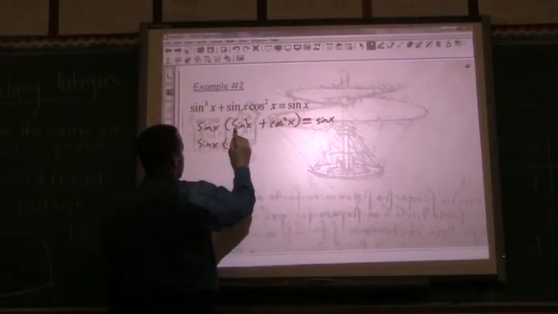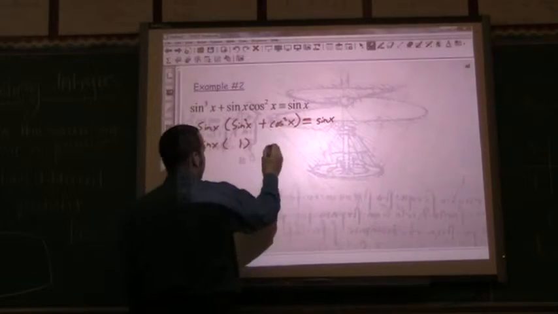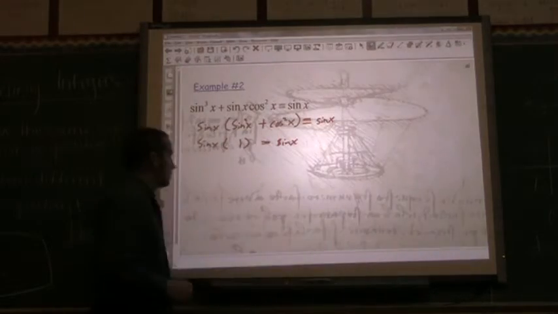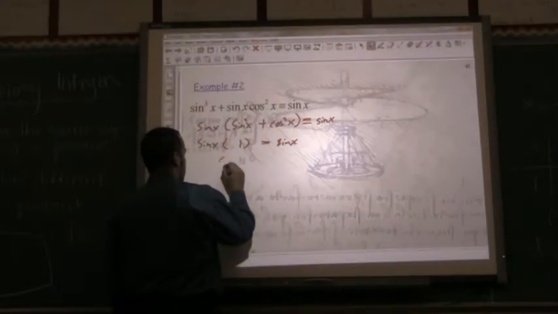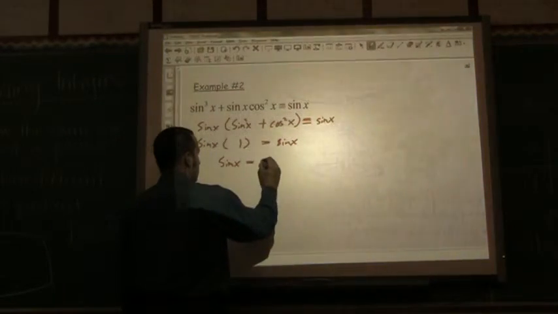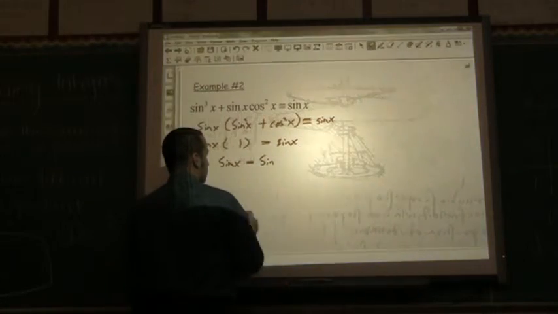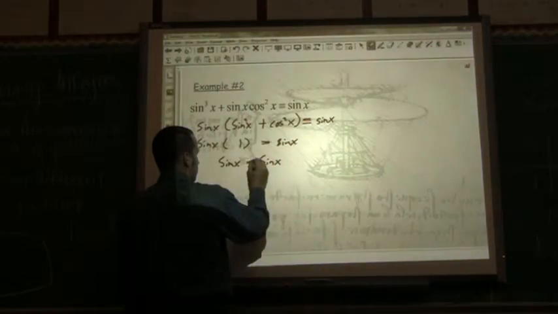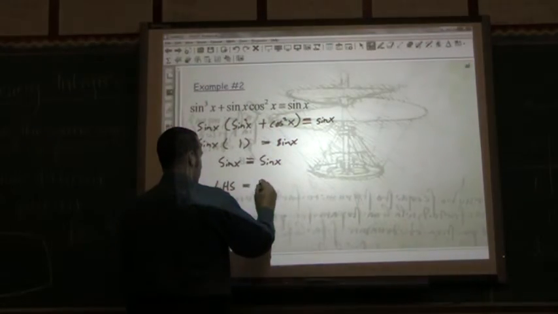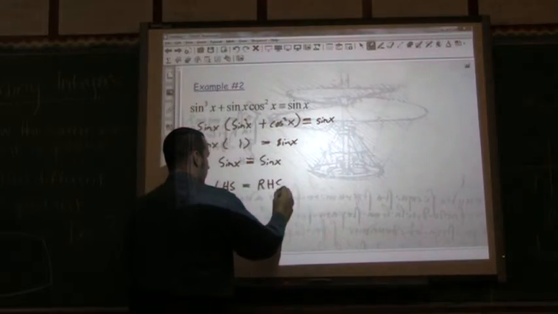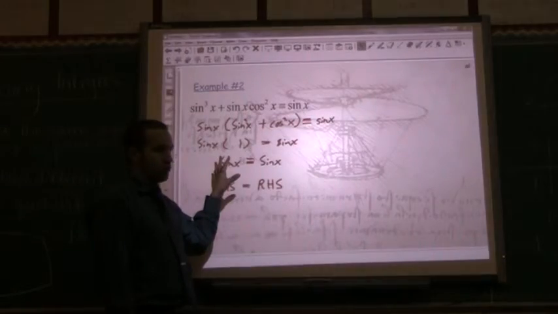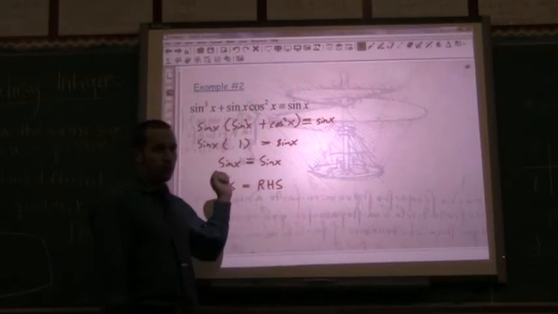And I end up with sine x times, we're going to replace this whole thing with 1, equals sine x. 1 times sine x is just sine x. So I have sine x is equal to sine x. Okay. So now my left-hand side is equal to my right-hand side. So that's my identity. And so those are a couple of the easier ones. Next, I'll show you a couple of harder ones.